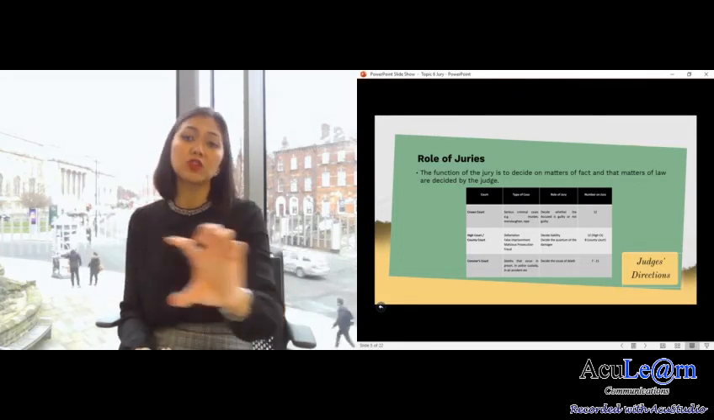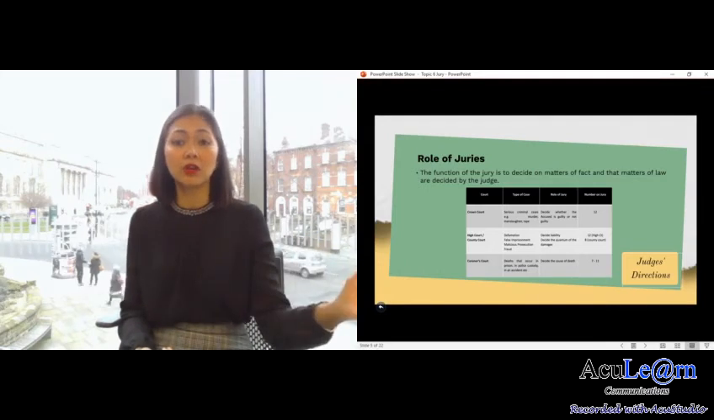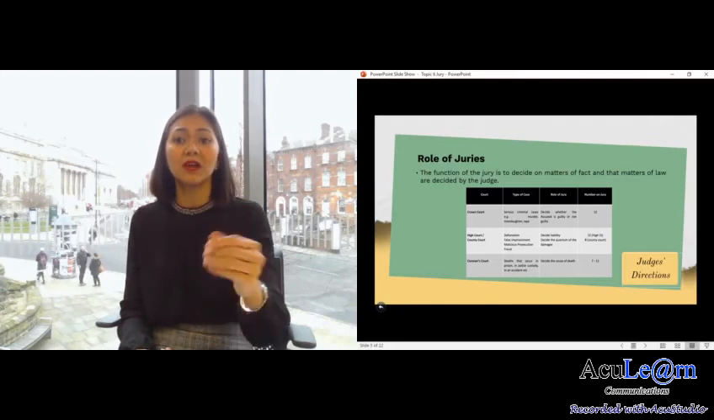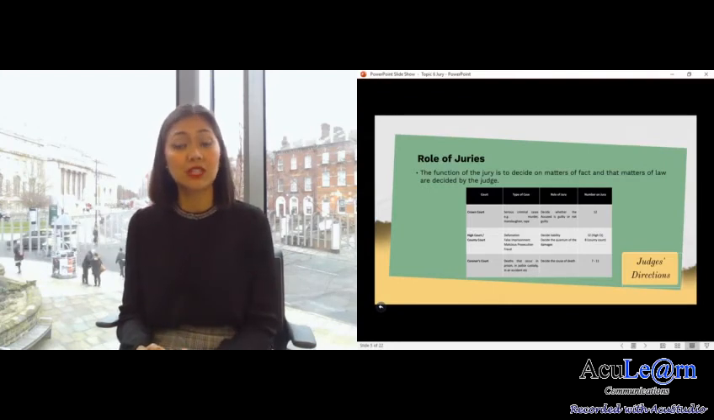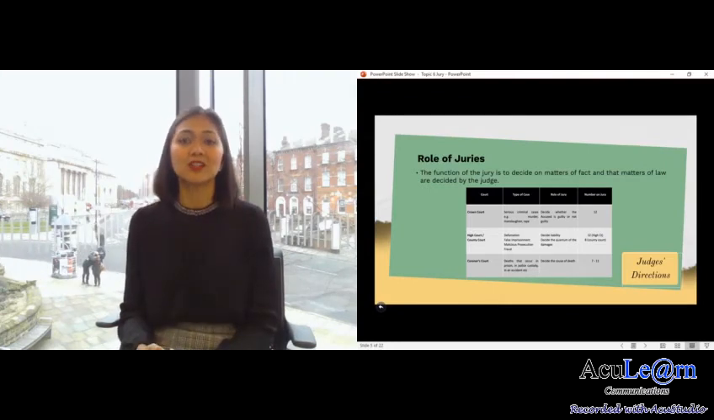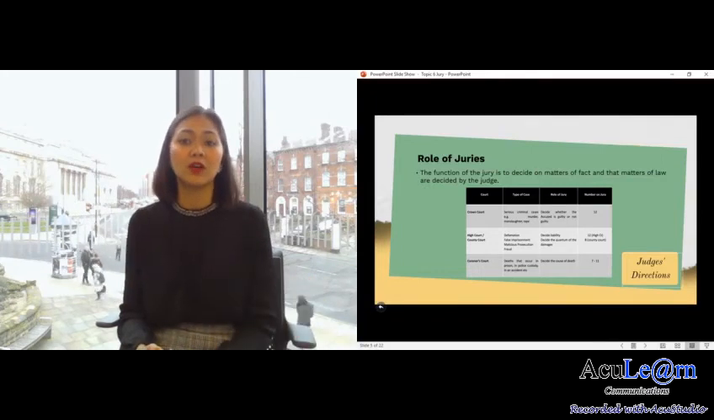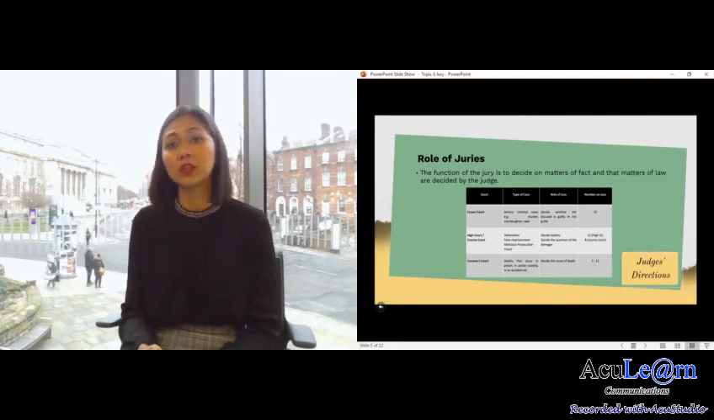So I've also included a section on Coroner's Court. So juries can also be selected in order to determine death that occurs in prison. Very interesting indeed. So the role of the juries in Coroner's Court is only to decide on the cause of death. So nothing to do with guilty or not guilty.